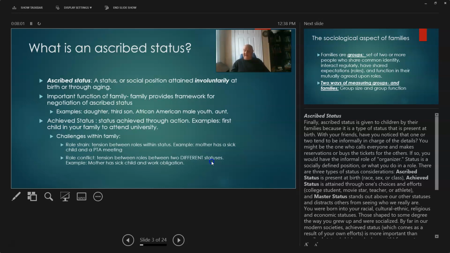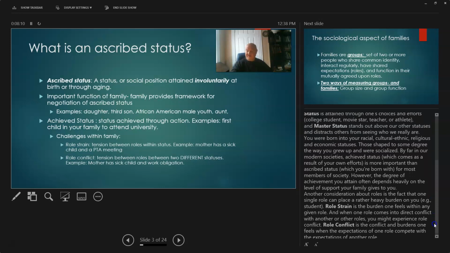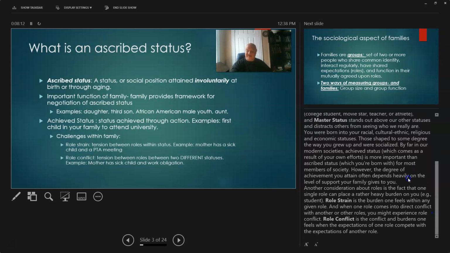A master status stands out above our other statuses and distracts others from seeing who we really are. You are born into your racial, cultural, ethnic, religious, and economic statuses. These are shaped to some degree by the way you grew up and were socialized. By far, in modern societies, achieved status, which comes as a result of your own efforts, is more important than ascribed status, which you're born with, for most members of our society. However, the degree of achievement you attain often depends heavily on the level of support your family gives to you.